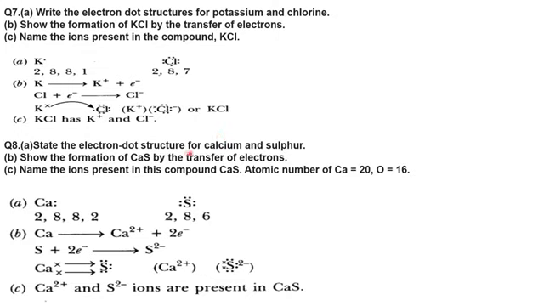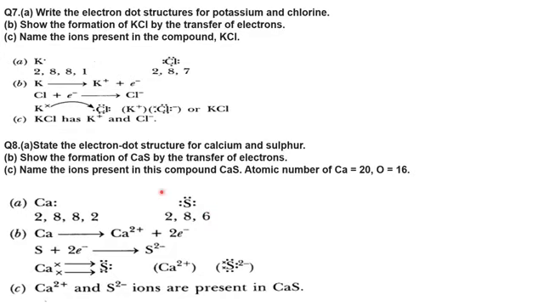State the electron dot structure of calcium and sulfur. So let's go straight to calcium. We know that the atomic number of calcium is 20, so 2, 8, 8, 2, that is 20. Calcium is a metal. Metals are electropositive. They lose electrons. So here calcium has lost electrons. Sulfur's atomic number is 16, so 2, 8, 6. With 6 electrons in the outermost shell, it cannot afford to lose 6 electrons.